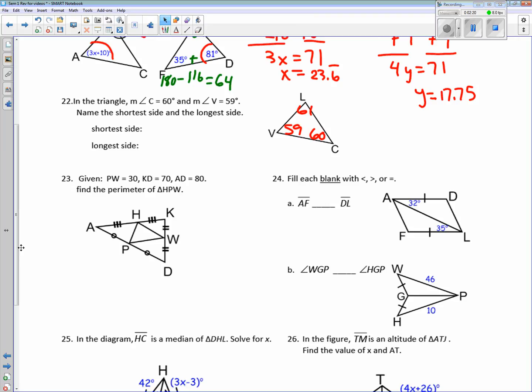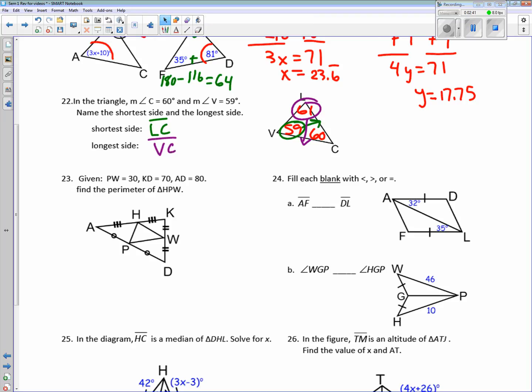The shortest side is going to be across from the smallest angle. Smallest angle is 59, so the opposite side is side LC. Likewise, the longest side is across from the largest angle. The largest angle in this picture is 61. The side opposite that is BC.